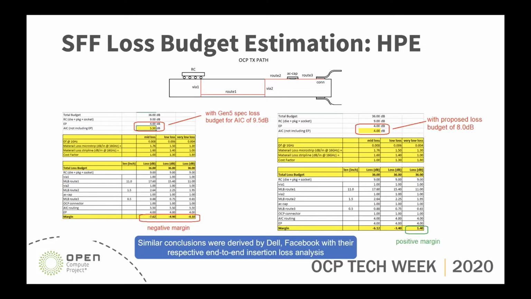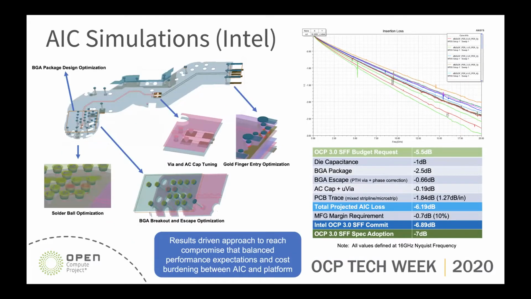They came back and said, okay, at 8 dB, we get into positive margin, and that works for us. Dell and Facebook had similar analysis and similar feedback that they provided, and Dell was being a bit more aggressive, trying to decrease that loss budget even more. And the original request was 5.5 dB is where Dell wanted to be. So if we go to the next slide. So at Intel, my focus has been on the add-in cards.